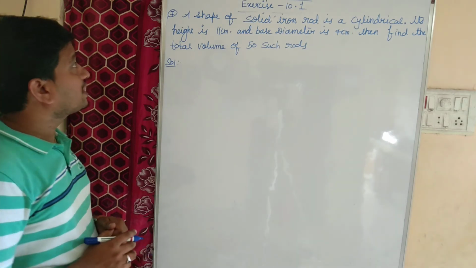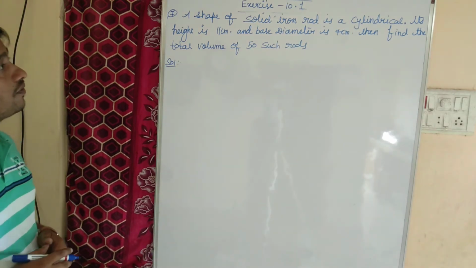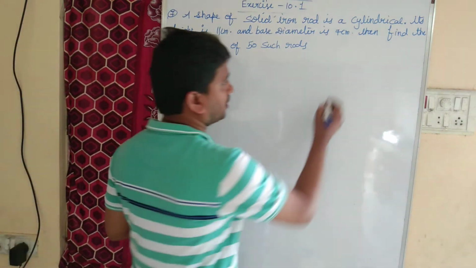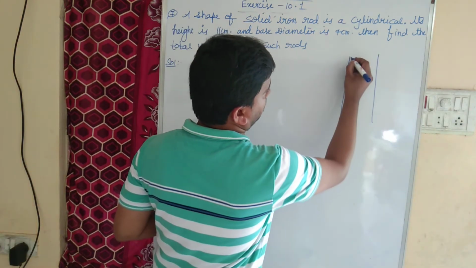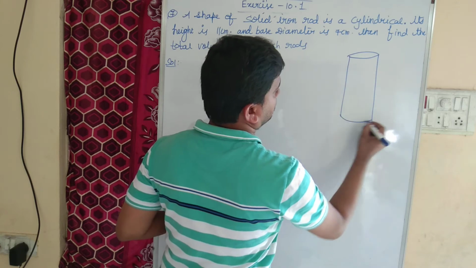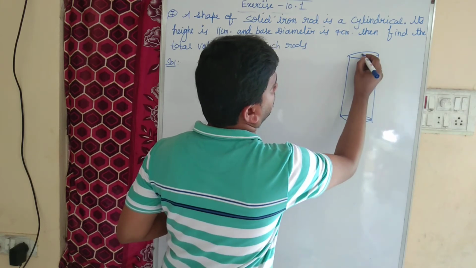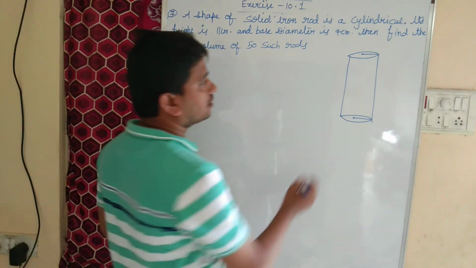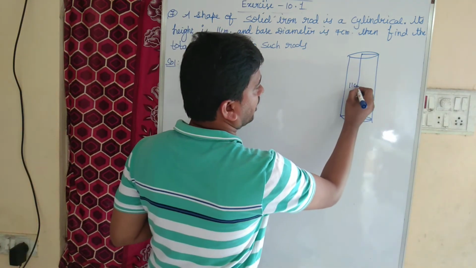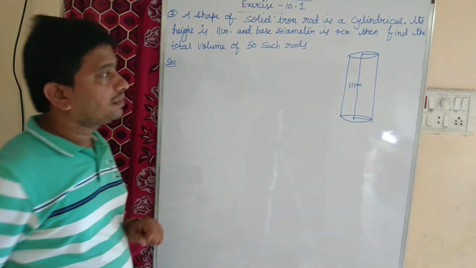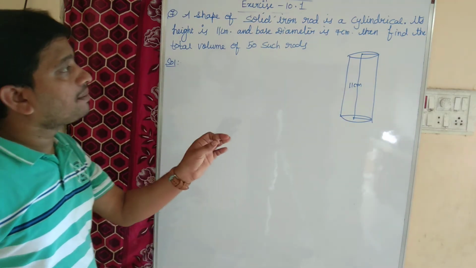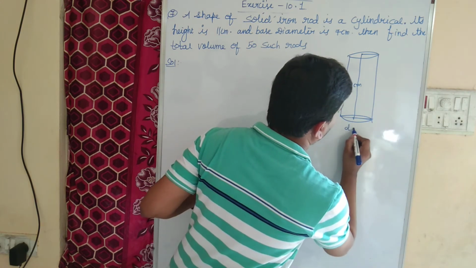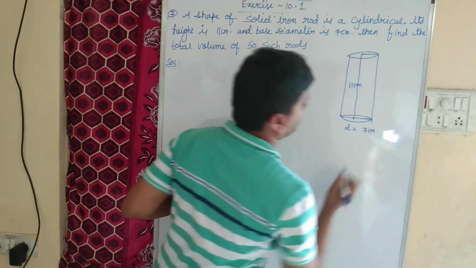Yes. Now coming to 7th question. A solid iron rod is cylindrical in shape. What is the shape of the iron rod? Which is in cylindrical shape, right? And whose height is 11 centimeter. What is the height of the cylinder? 11 centimeter. And whose base diameter is 7 centimeter. What is given children? Given diameter is 7 centimeter.